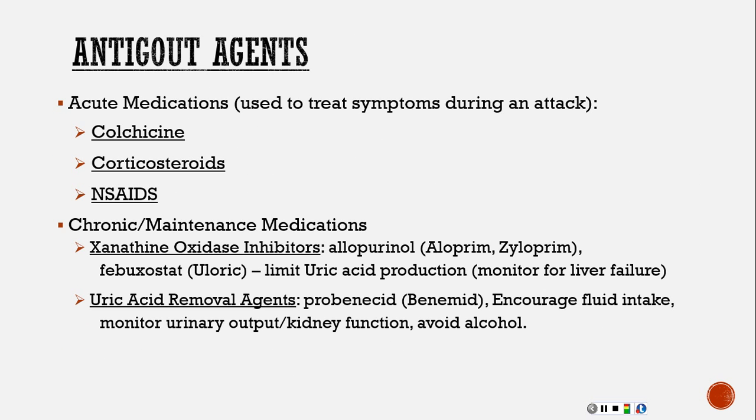Some of the chronic maintenance medications include xanthine oxidase inhibitors, such as allopurinol, probably going to be your most common. Allopurinol, and then also Uloric. They limit uric acid production, and we also want to monitor closely for liver failure for these patients.